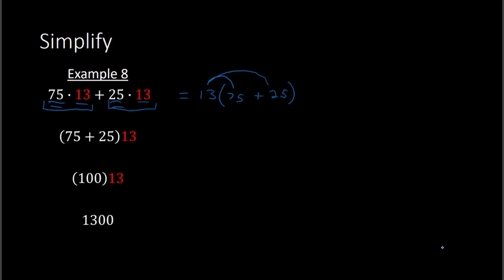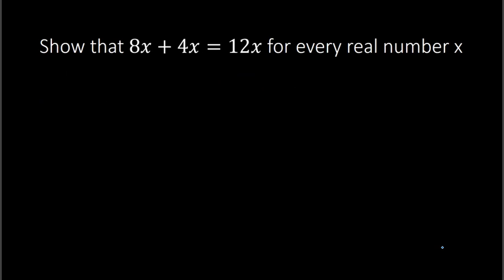And this idea of distributing is important as we progress in our study of algebra, because that is the underlying reason why I can simplify something like this, where I have 8x plus 4x equals 12x. So we have 8 x's plus 4 more of them. That gives me 12 total, which makes sense intuitively, but the reason for that is because of your distributive property.